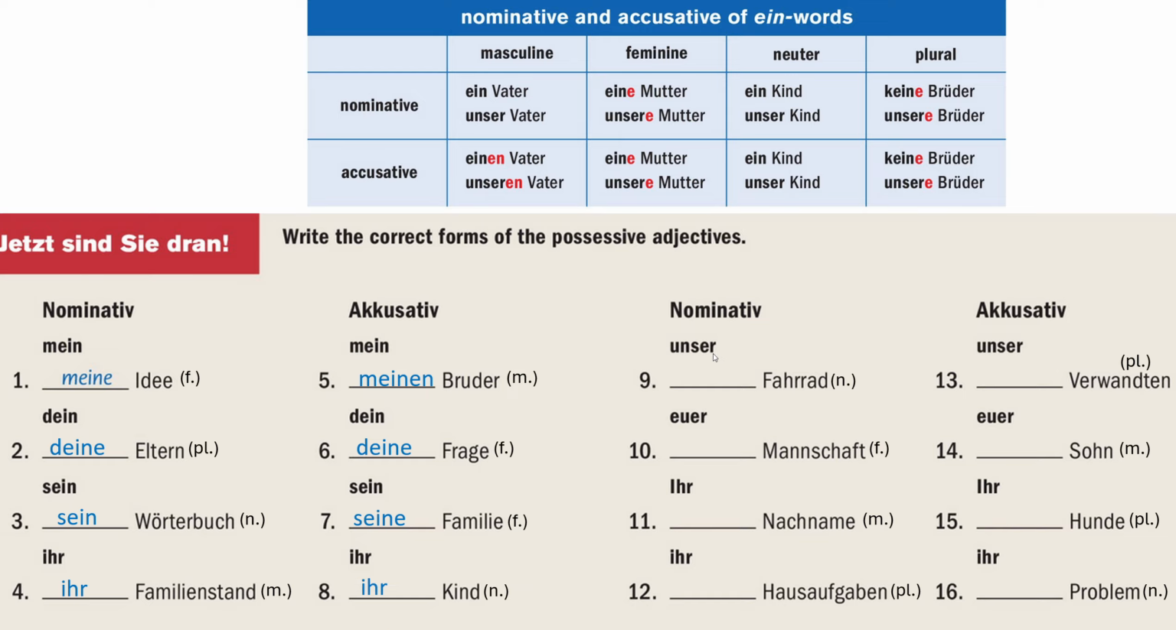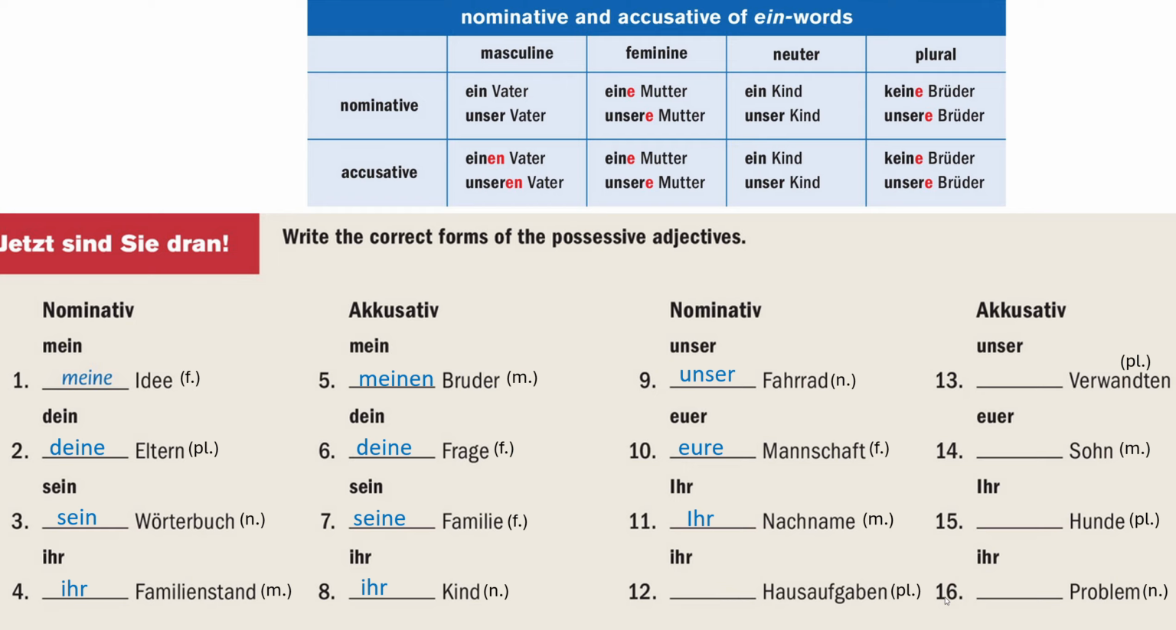Back to the nominative. Unser Fahrrad. Unser is the possessive meaning our, right? And there's no ending, right? So it's unser Fahrrad. Okay, Mannschaft. Okay, euer means y'all's. It's the informal, right? So it means y'all's. And when you put an ending on it, it gets rid of this second e. So it's eure. Eure Mannschaft, meaning y'all's team. Ihr plus Nachname. So once again, nominative, maskulin, no ending. Ihr Nachname.